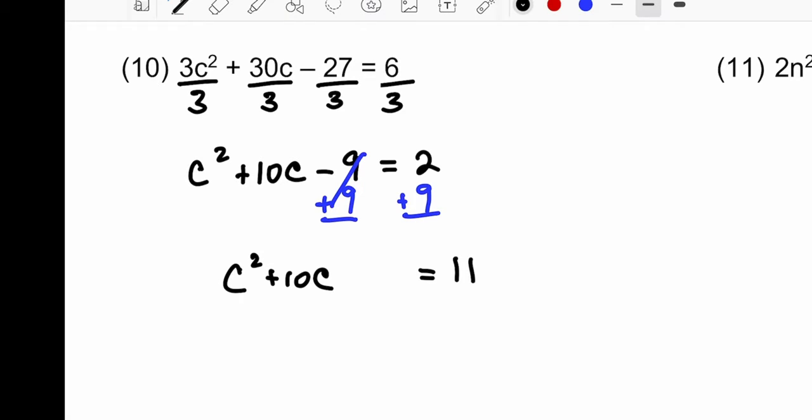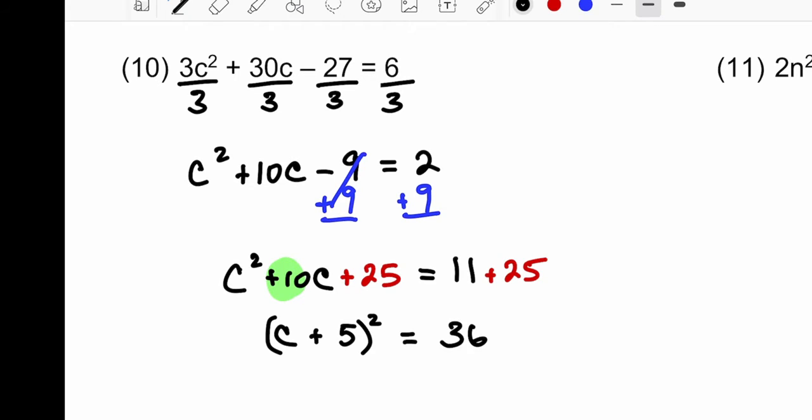I'm going to take my b value, which is 10. I'm going to cut it in half. That's going to make it 5. Then I'm going to square it. 5 squared is 25, so I'm adding 25 to both sides. Left side, square root of the first term, square root of the last term, carried down the sign of the middle term, c plus 5 squared. Right hand side 36.